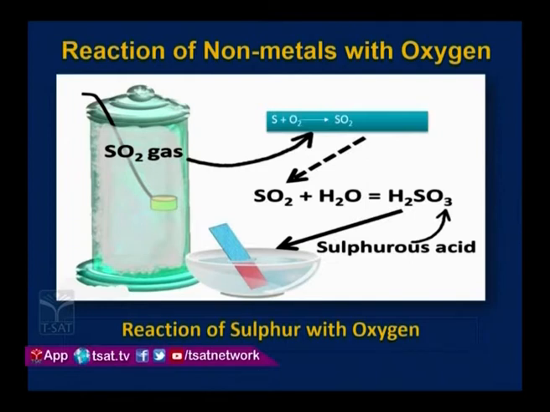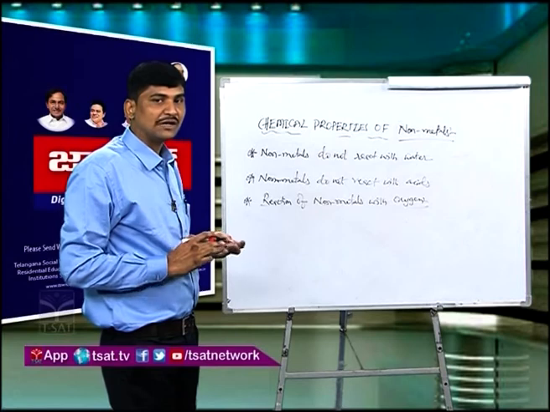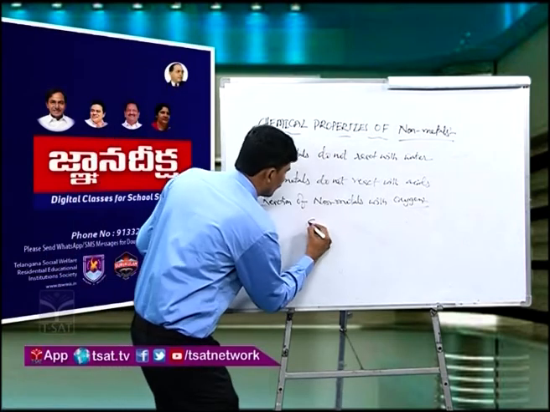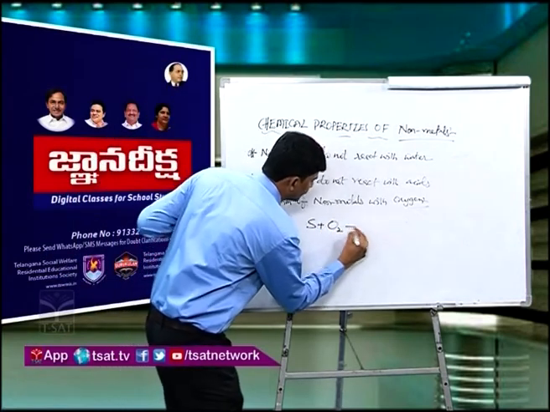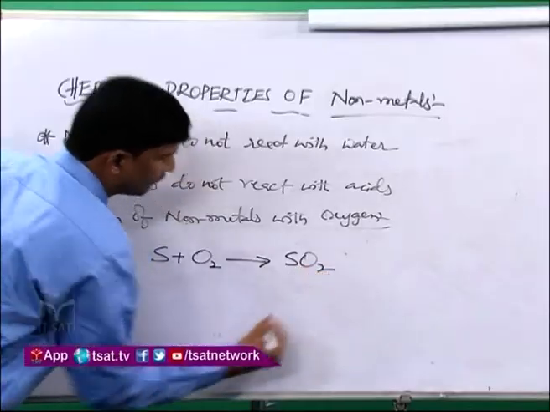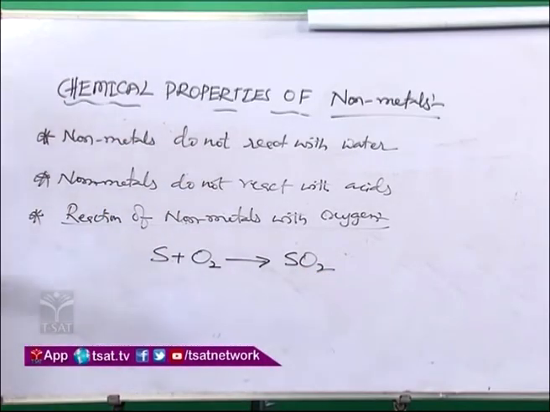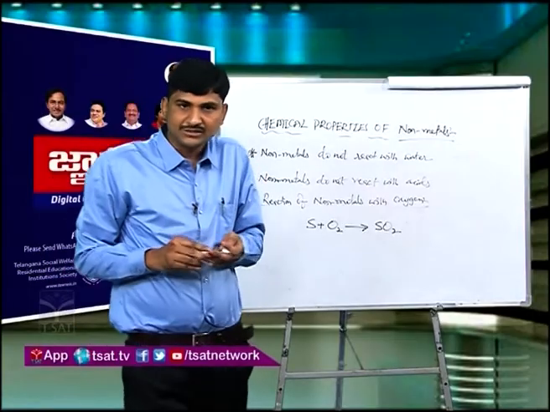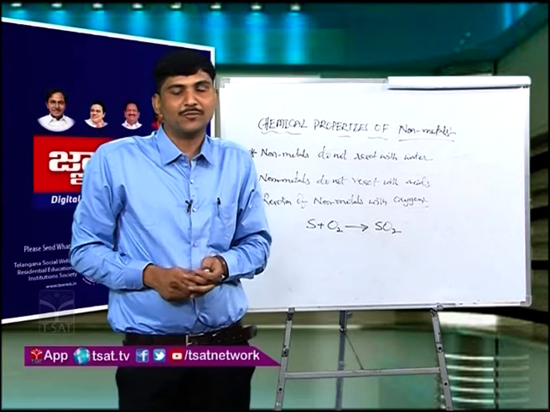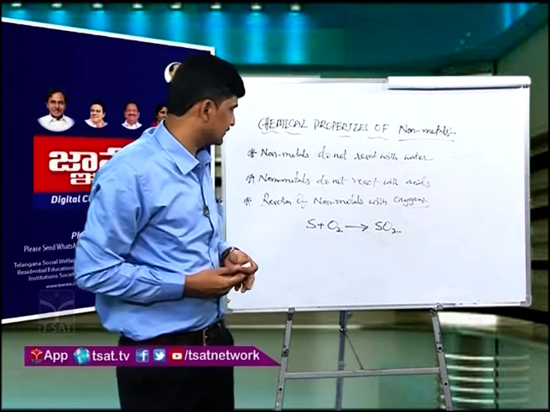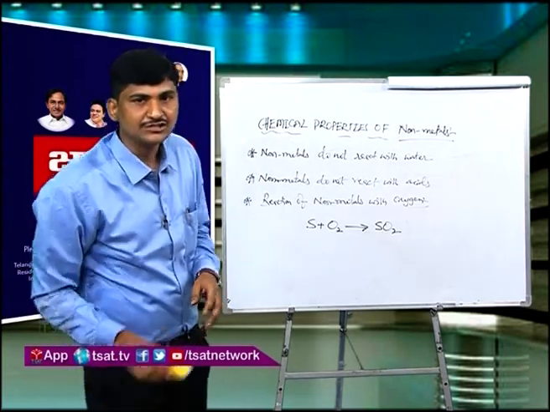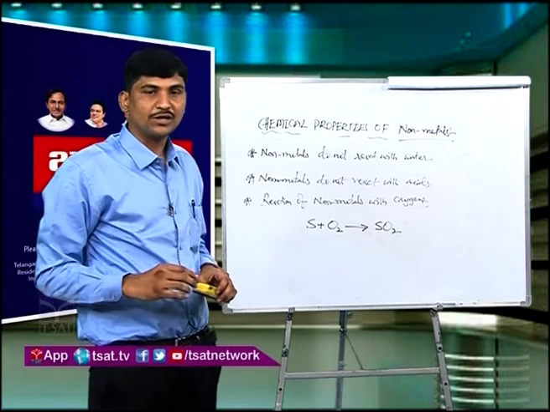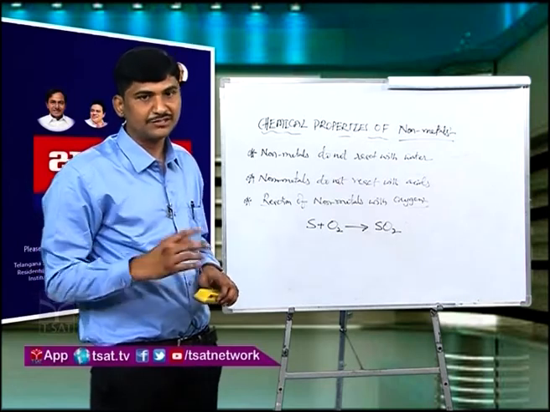So what is the nature of non-metallic oxides, children? If blue litmus changes into red, the nature of the non-metallic oxides is acidic. So what is commonly formed here? Sulfur plus oxygen gives sulfur dioxide. So non-metals also form the respective oxides. What is the difference between metal oxides and non-metal oxides? Metal oxides are basic in nature, non-metal oxides are acidic in nature. So like this, children, we can see the physical and chemical properties of metals and non-metals, and we can distinguish between them.